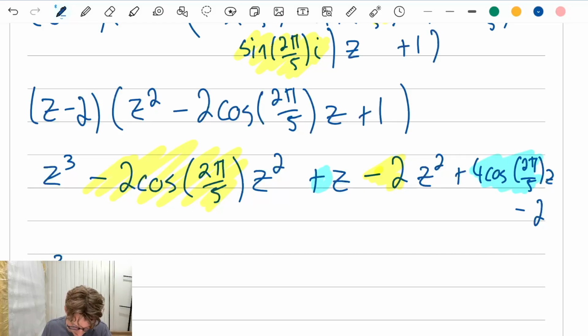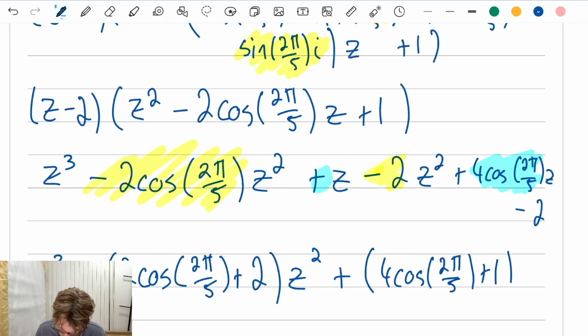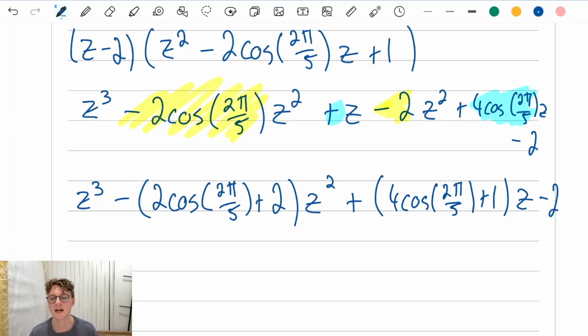z cubed, and I'm just going to put a plus here, and a big bracket, and I guess I can actually make this a minus. That's probably easier. Put a minus out the front of, I'll just do this part first. 2 cosine 2 pi on 5 plus 2 outside of z squared, plus brackets 4 cosine 2 pi on 5 plus 1 outside of z, minus 2. I need to scroll down. Sorry, my face was blocking some of that. That is the final answer.